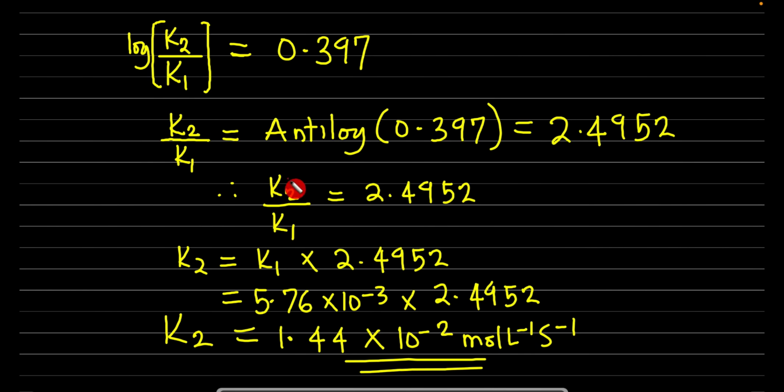But recall that it was K2 I was asked to find. K1 was given to me. So K2 becomes K1 times this. I insert the value for K1, which is 5.76 times 10 raised to the power minus 3, times 2.4952. So my K2 becomes 1.44 times 10 raised to the power minus 2 mole per liter per second.